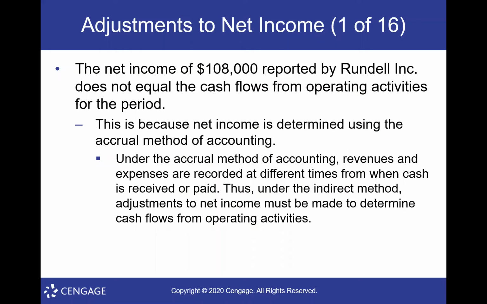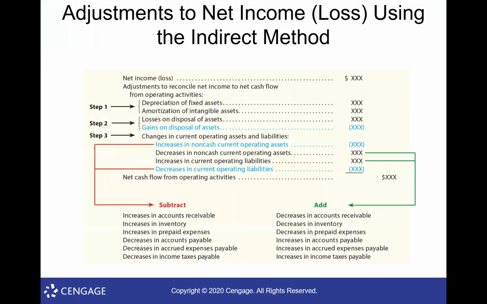So we start with the net income. We had a net income of $108,000. We notice it does not equal the cash flows from operating activities, right? It was different. So what's the process we use to create a statement of cash flows? The first thing we do, this is where it gets a little bit hard. We start with our net income, and then we do these adjustments to reconcile net income to net cash flow. The first adjustment is to add back in any non-cash expenses. So that's our step one.